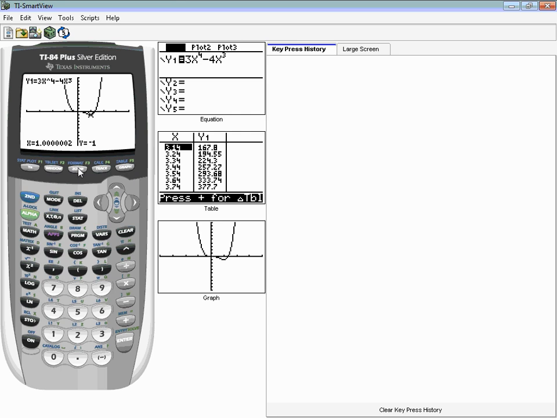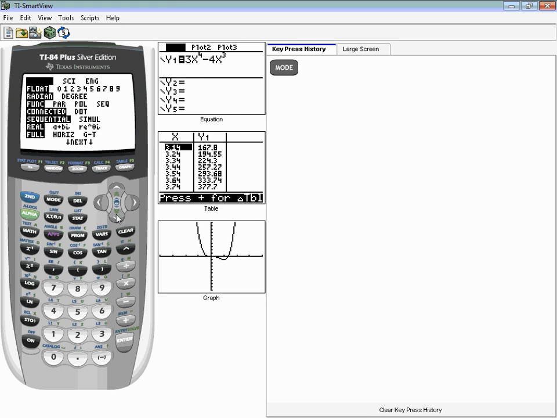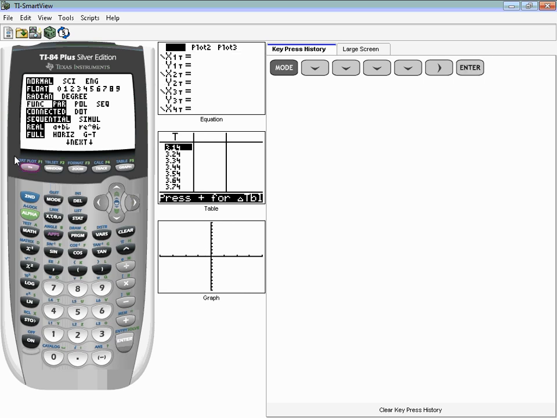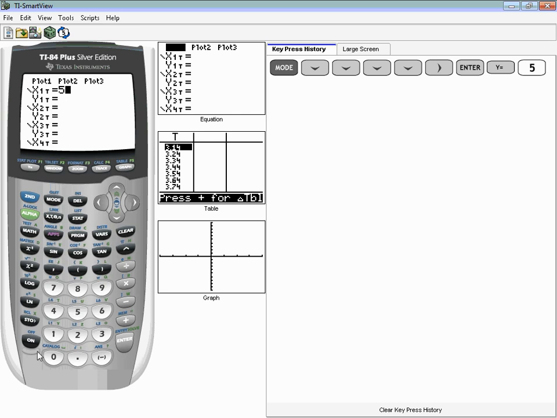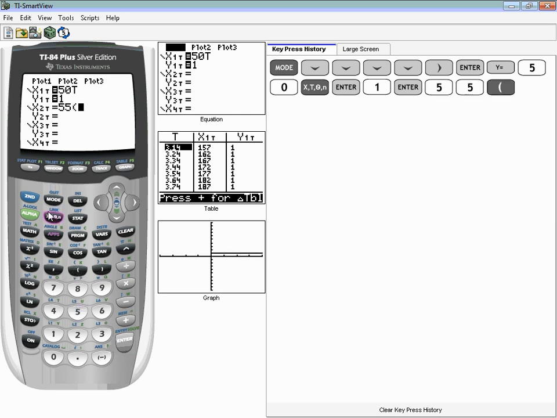So let's see. All right, so the first one I'm going to enter in 50t. Does everybody understand where the 50 is coming from? I know they're telling you the equations, but do you understand it? It's just the speed that train is traveling. And I'll put a 1 in there. And then the second equation, 55 times t minus 1. So that train is traveling faster, but it's leaving the train station later. The 2 in the front. Okay.